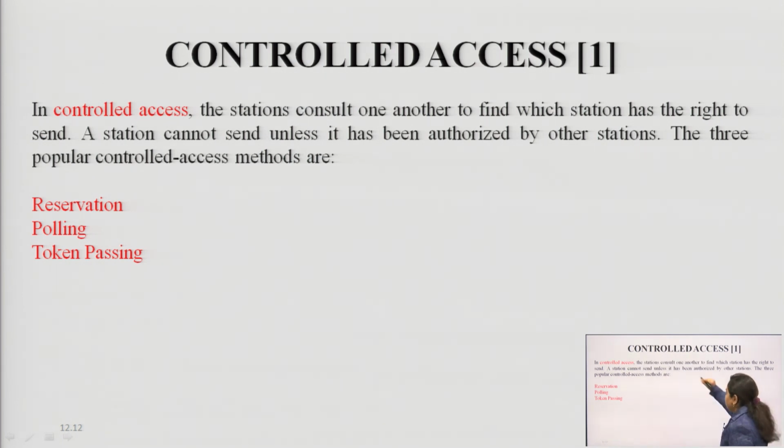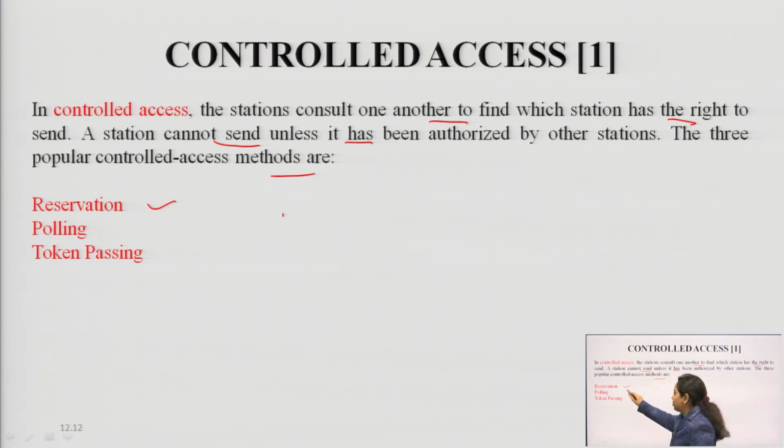In controlled access, the stations consult one another to find which station has the right to send. A station cannot send unless it has been authorized by other stations. The three popular controlled access methods are: first, reservation; second, polling; and third, token passing. These are the three different methods used in the controlled access protocol.